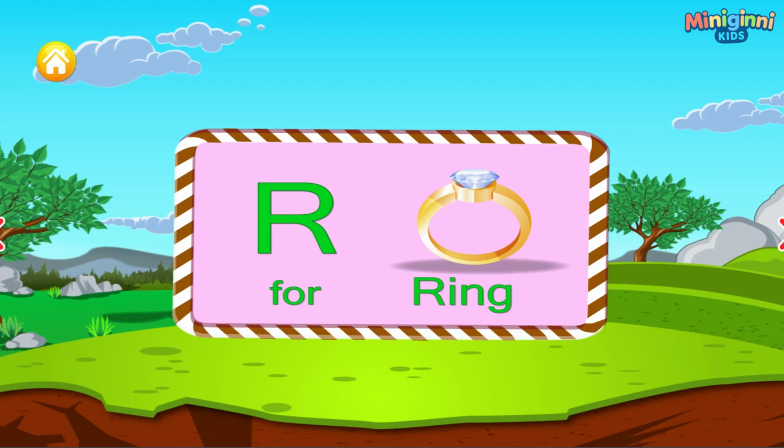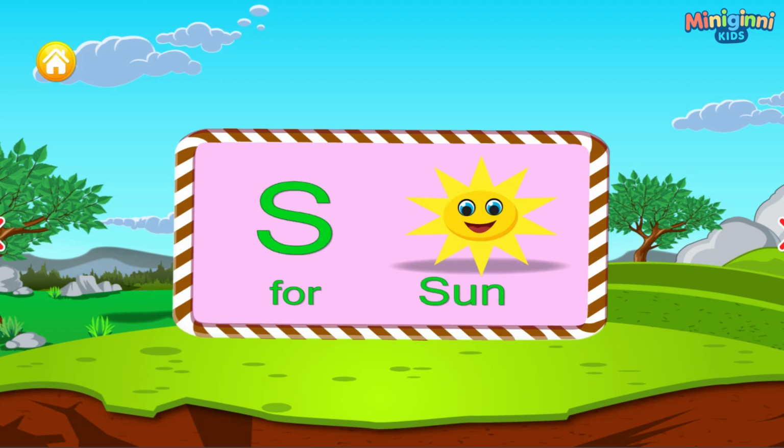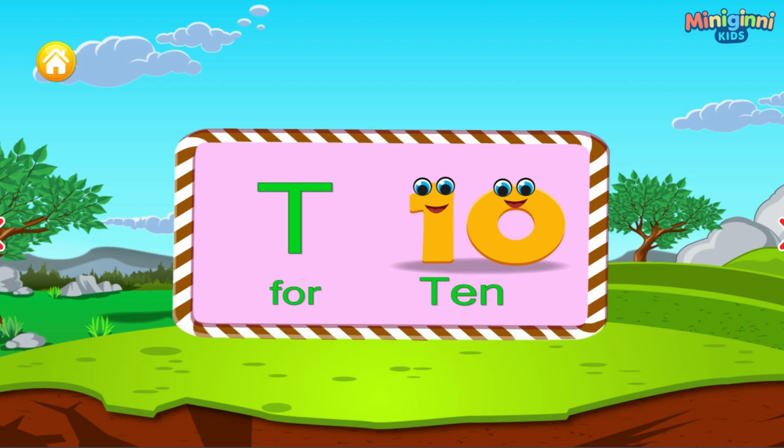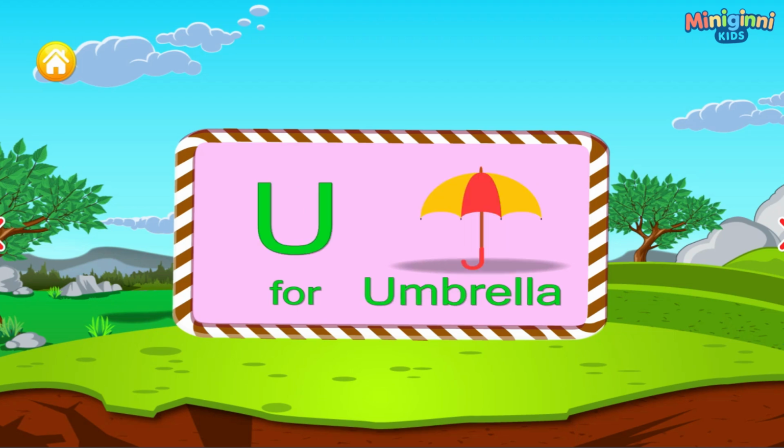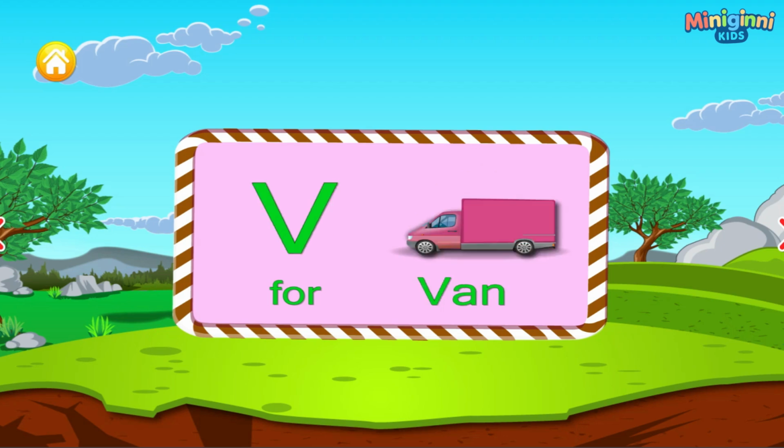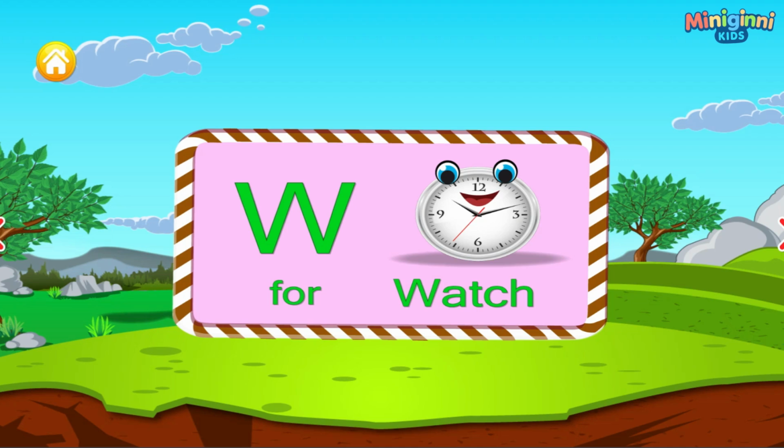Ring. S is for sun. Sun. T is for ten. Ten. U is for umbrella. Umbrella. V is for van. Van. W is for watch.